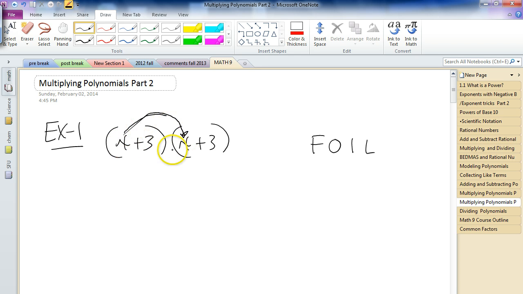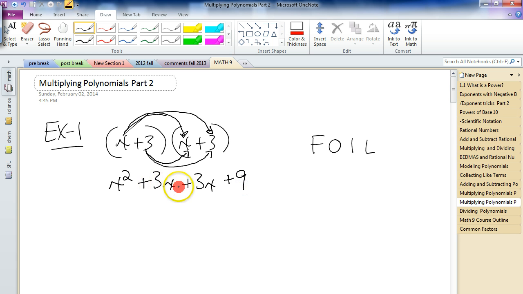FOIL. The first term with the first term, you get x squared. Then the outside terms, that x with that 3. X times 3 is positive 3x. The inside gives us 3 times x, which is 3x. And then the last terms, 3 times 3 is positive 9.